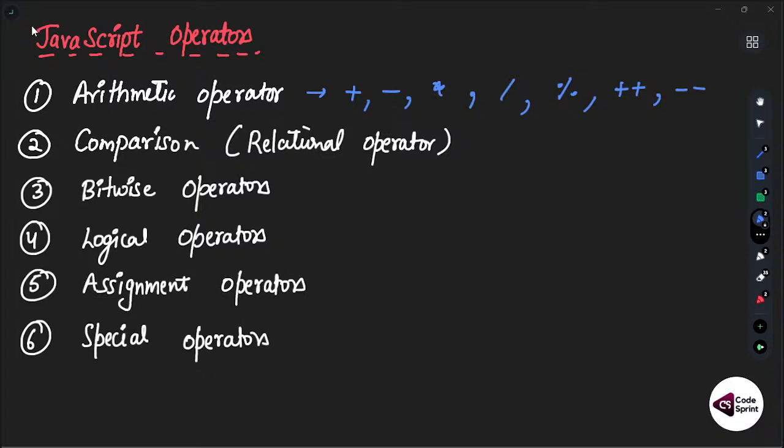Okay, like what are they? Firstly, we have the equal to operator. Secondly, we have the operator that checks whether they are equal or not, and especially whether they have the same type or not. For that, we have triple equal to. It will check their value, and afterwards their data type as well.